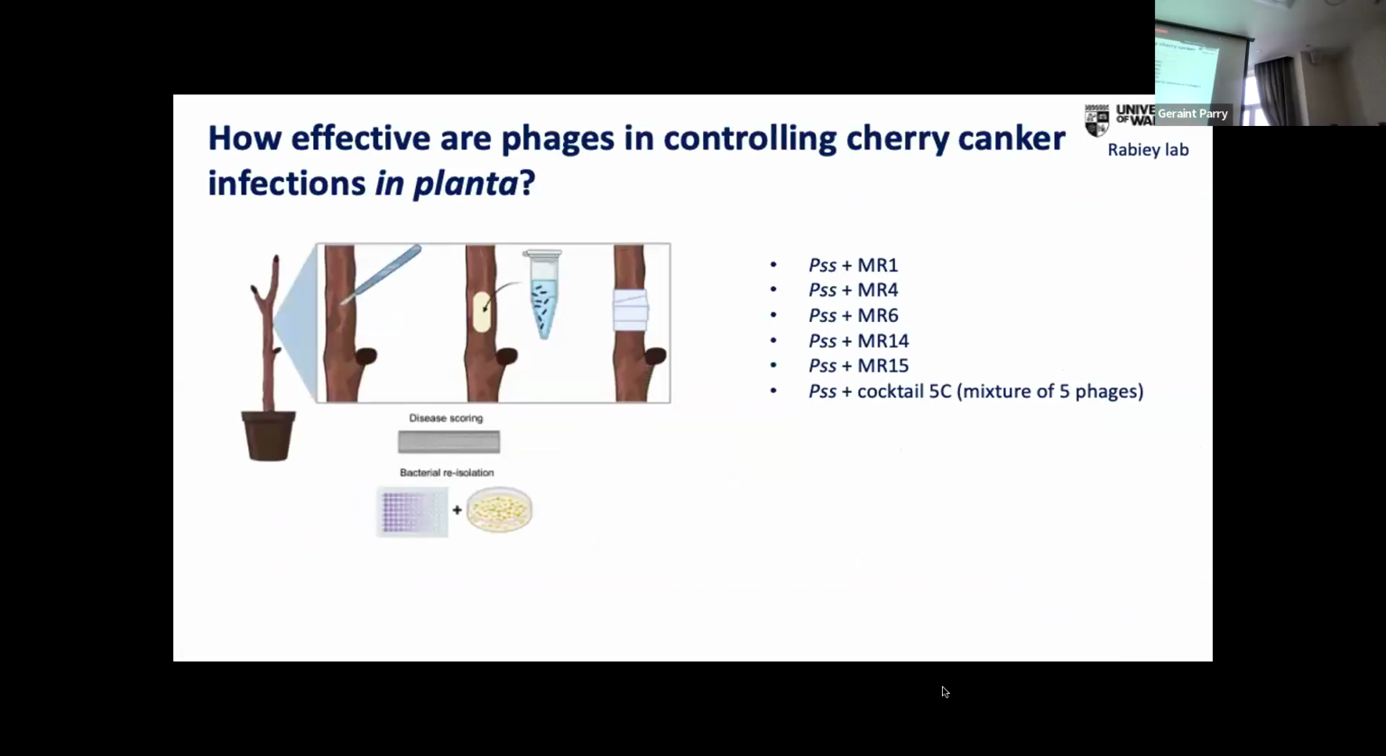So we also do a lot of glasshouse assays where we test the efficacy of phages to reduce the symptoms and bacterial population. So here we tested the PSS and 5 of these phages individually and in a cocktail or mixture of 5. And we infect these woody tissues, and we score the disease, and we also do bacterial re-isolation. We count the population to see the impact on the bacterial population as well.